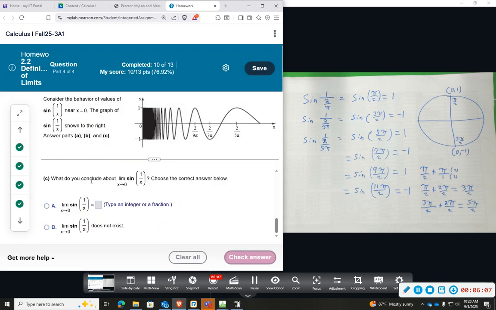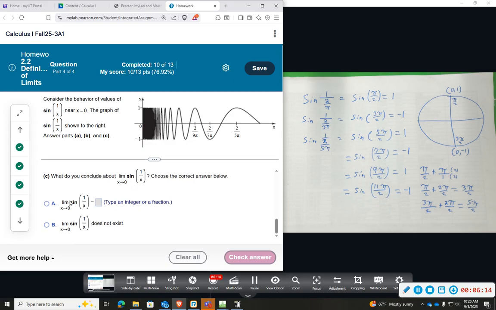And then C says, what can you conclude about the limit of sine of 1 over x as x approaches 0? We would say the limit does not exist because it's not going to one point or the other, it just goes back and forth between 1 and -1.